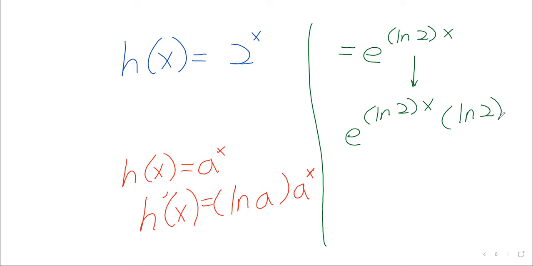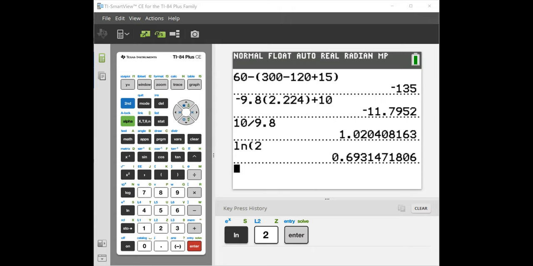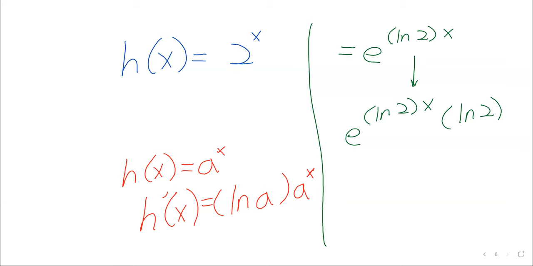And don't be confused here. Don't let yourself be intimidated. The natural logarithm of 2 is just some number. The natural logarithm of 2 is 0.6931 something. So when you're taking the derivative of the inside function, this is a constant times x, and the derivative is just that constant.